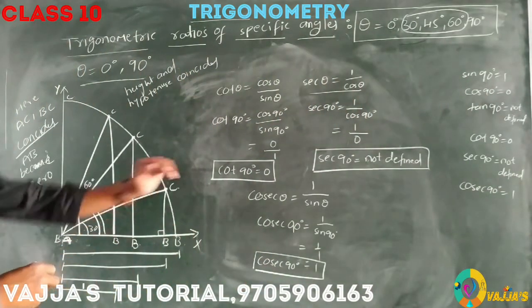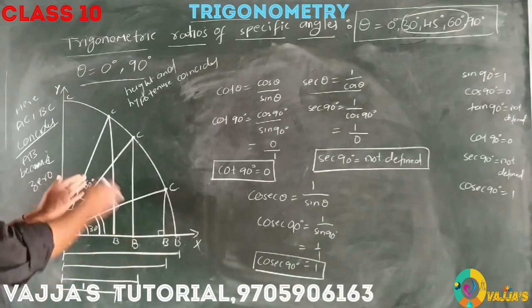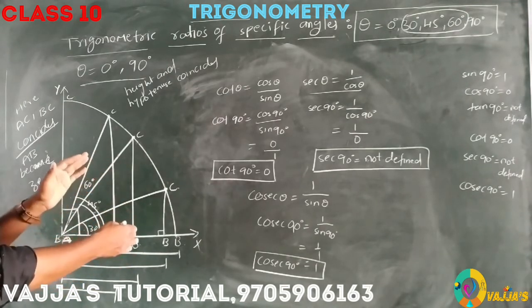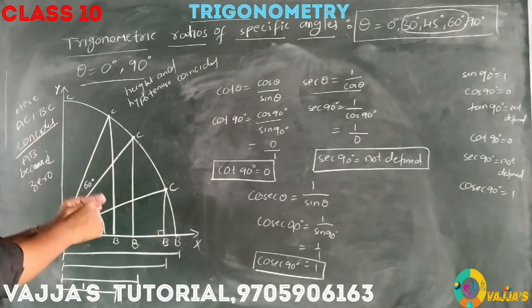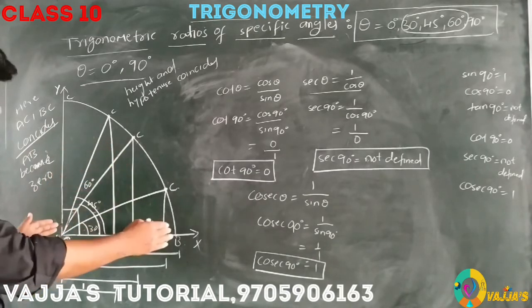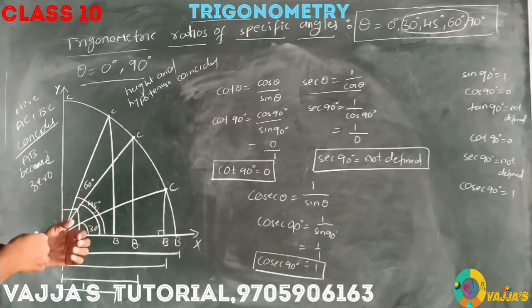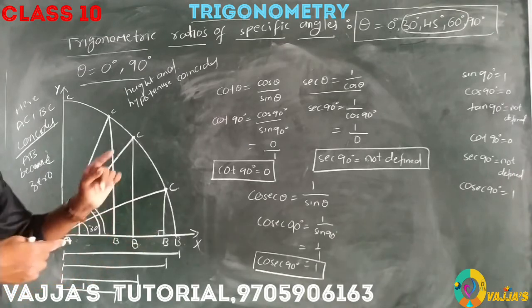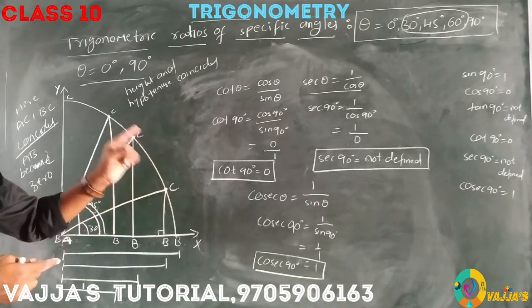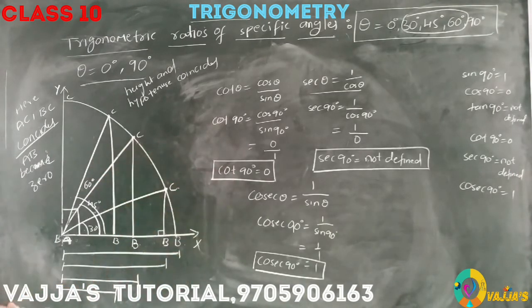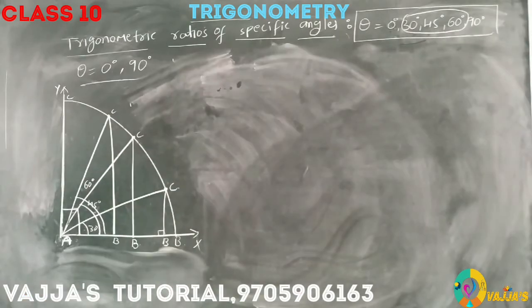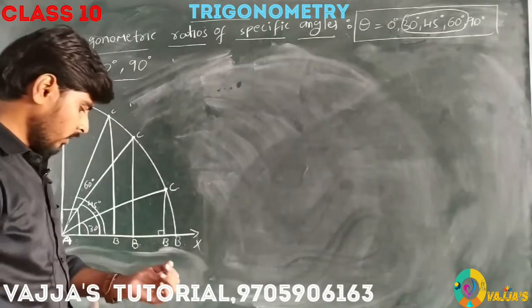Okay, what is the concept here? Angle is increasing and height is increasing. If the angle increases, height also increases and the base decreases. By that concept, we have defined the 90 degrees angle for trigonometric ratios. Okay, right.